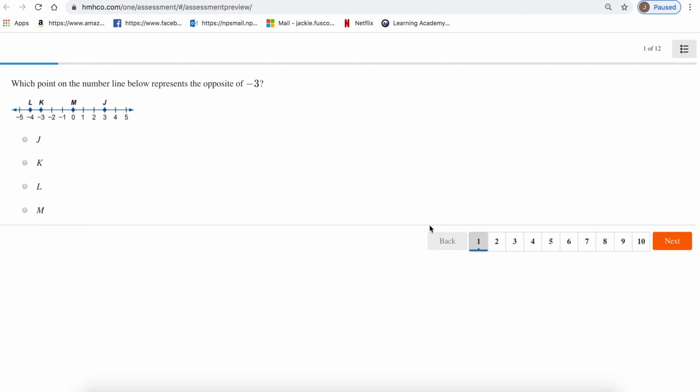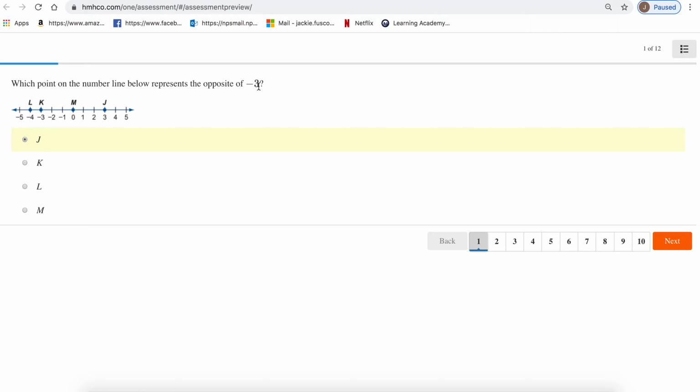So this says, which point on the number line below represents the opposite of -3. So remember, the opposite of -3 is +3, okay? The opposite of 10 is -10. So the opposite of a number makes a positive number negative, or it makes a negative number positive. So the opposite of -3 would be +3. So it wants to know which point is at +3. Now here's 0, 1, 2, 3, J is at +3.